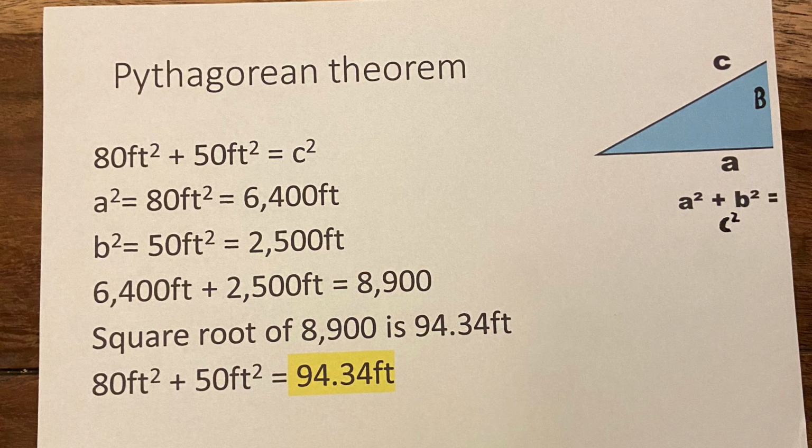So now that we know the Pythagorean theorem, we can put these unknown variables into our equation. A equals 80 and B equals 50. 80 squared equals 6,400. 50 squared equals 2,500. So now we know 6,400 plus 2,500 will equal 8,900. But we still need to find the square root of 8,900. The square root of that is 94.34. So our final equation is 80 feet squared plus 50 feet squared equals 94.34 feet.